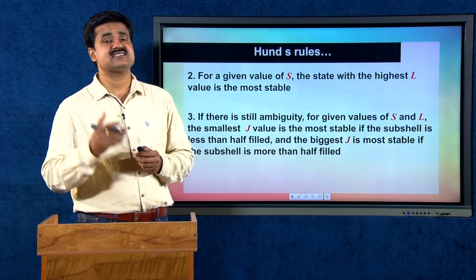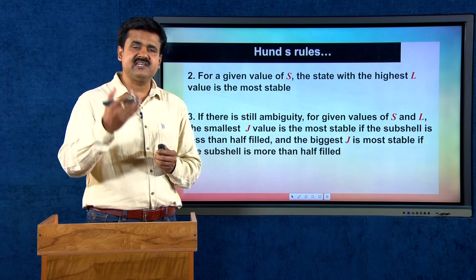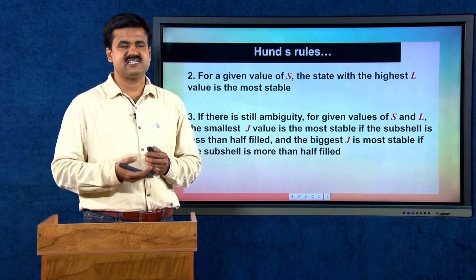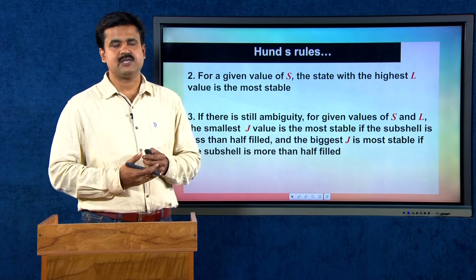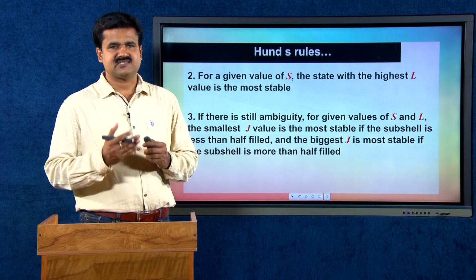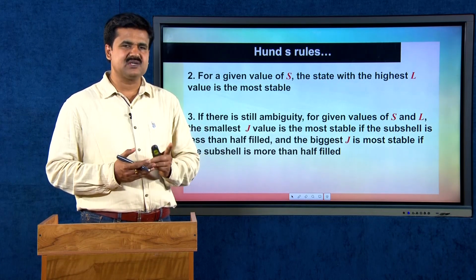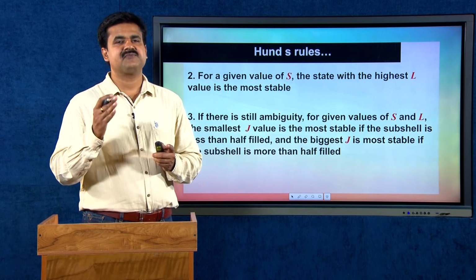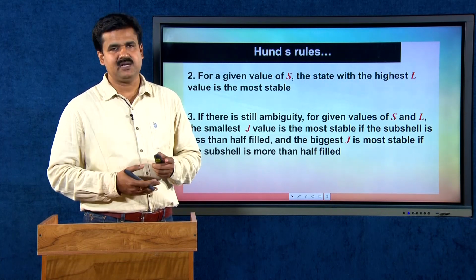Modulus of L minus S is the lowest J value. And if the configuration is greater than half filled, we have to take the highest J value, that is J equal to modulus of L plus S, the highest possible J value. So, by using these three rules, it is easy to find out the ground state term symbol if there are so many term symbols available.